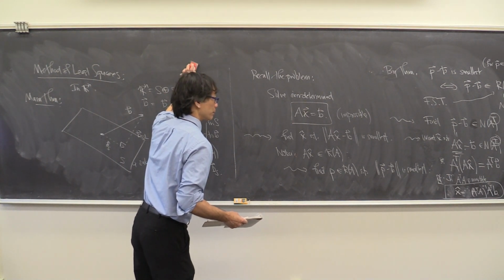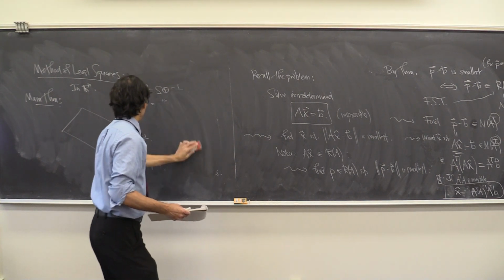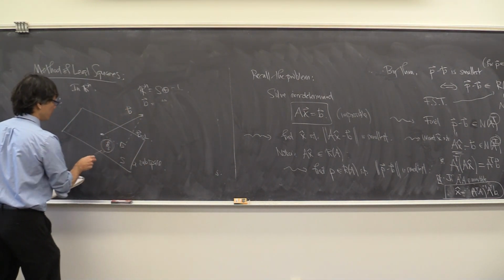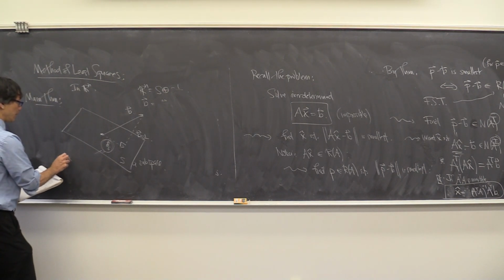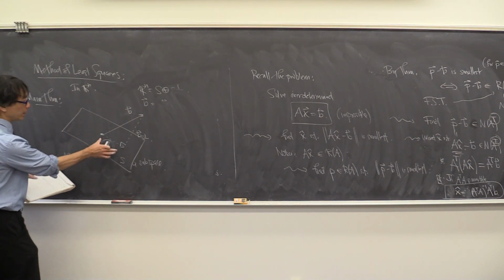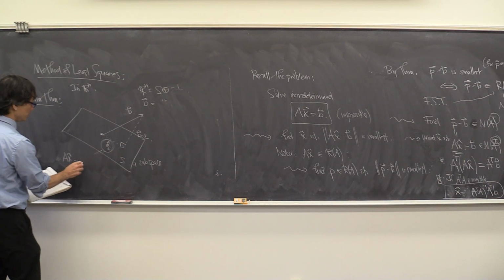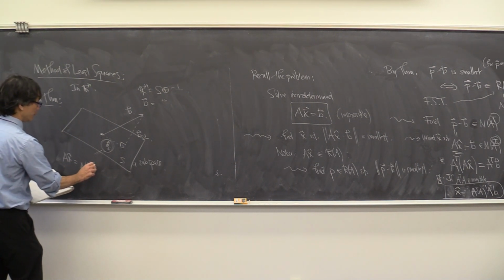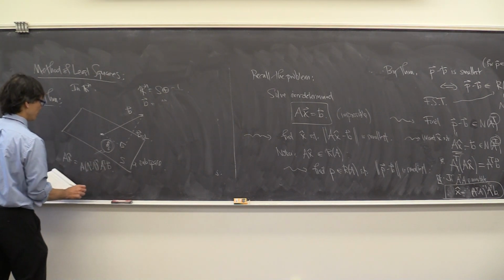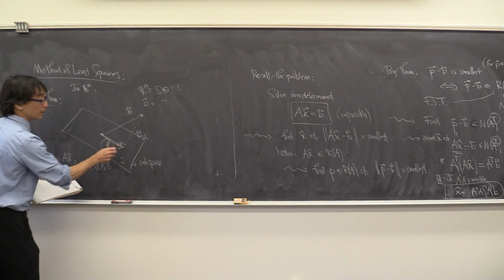So, yeah, but pictorially, this thing is going to be your AX hat, right? AX hat, that's the P, that's the closest thing. So this is the ATA inverse A transpose B. That's going to be this thing here.